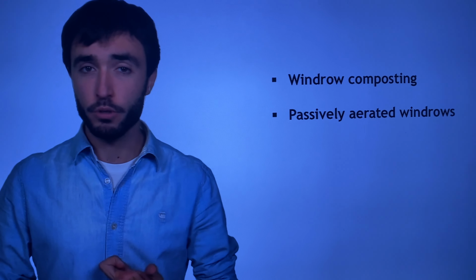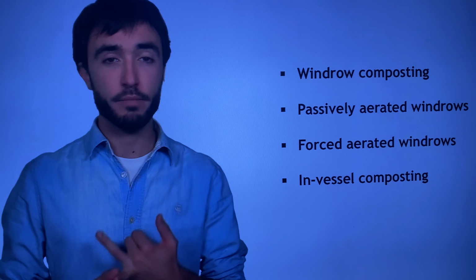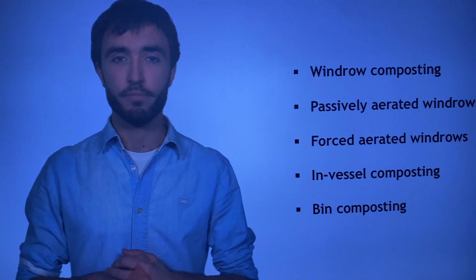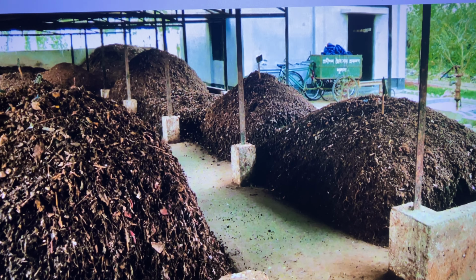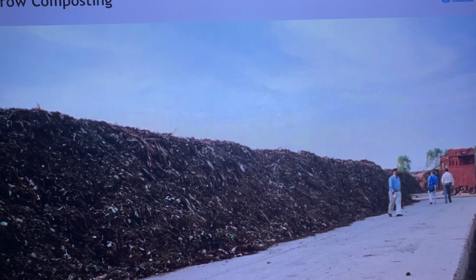Next module, we will have a look at different composting technologies which are commonly used in low and middle income countries. These are windrow composting, passively aerated windrows, forced aerated windrows, in-vessel composting, and bin composting. Let's start with windrow composting. Windrow is the general term for an elongated pile of stacked raw materials.